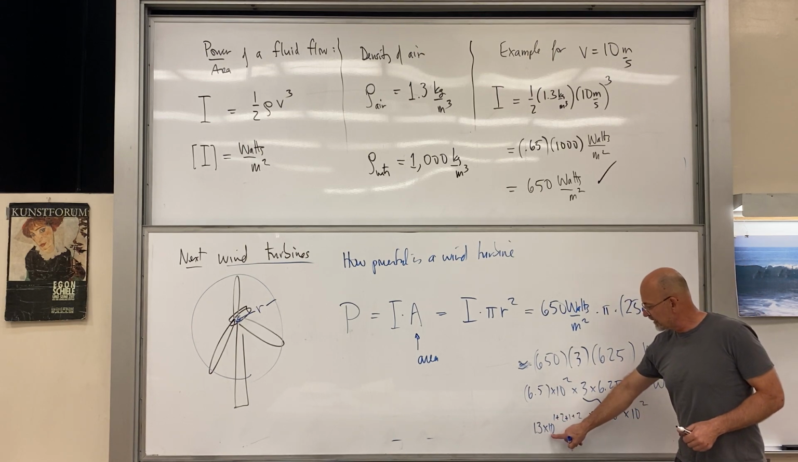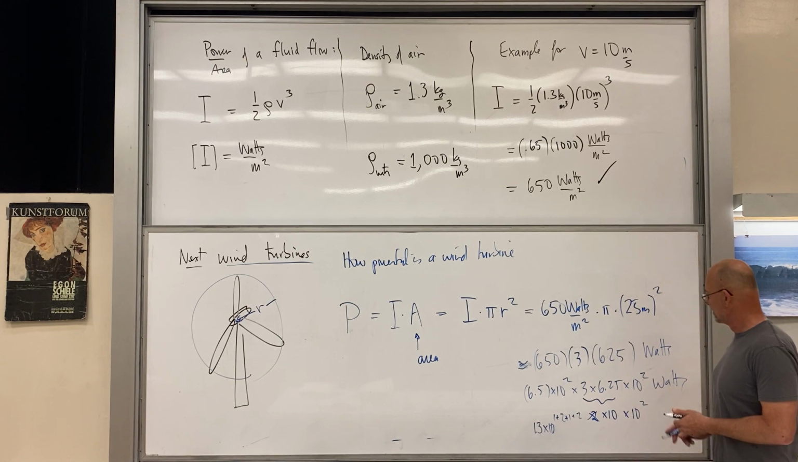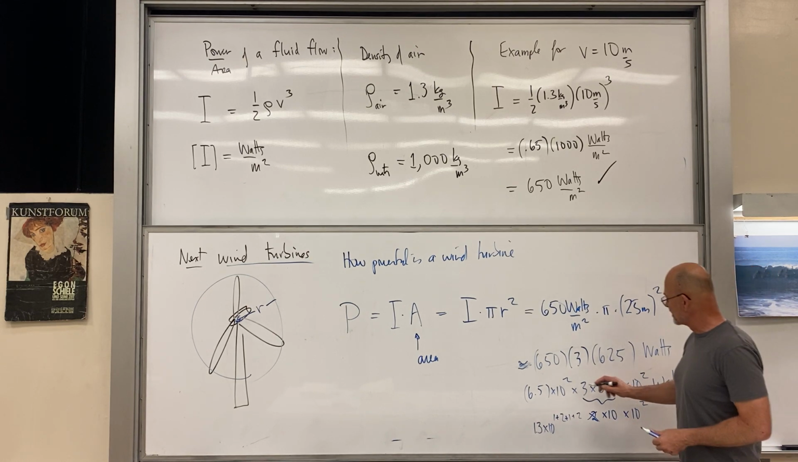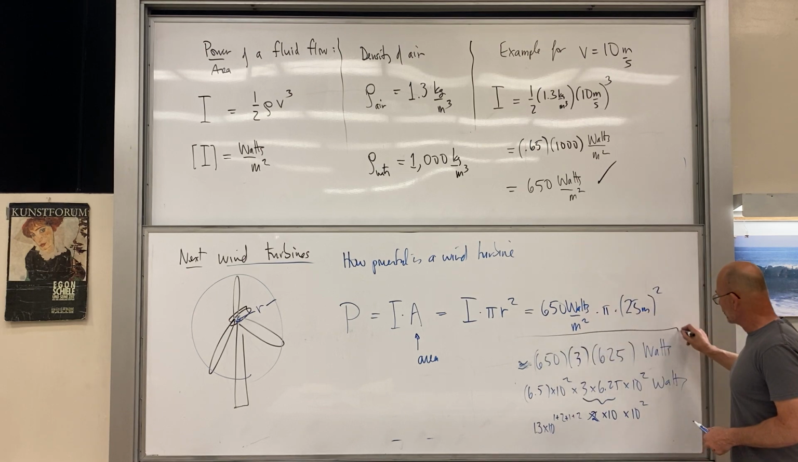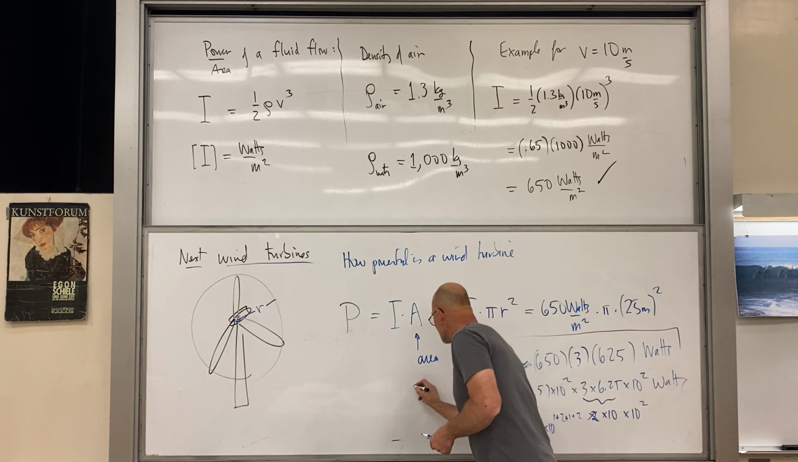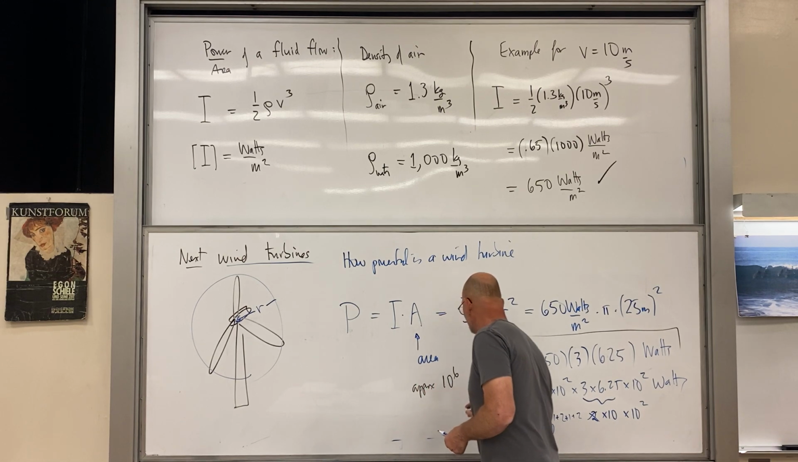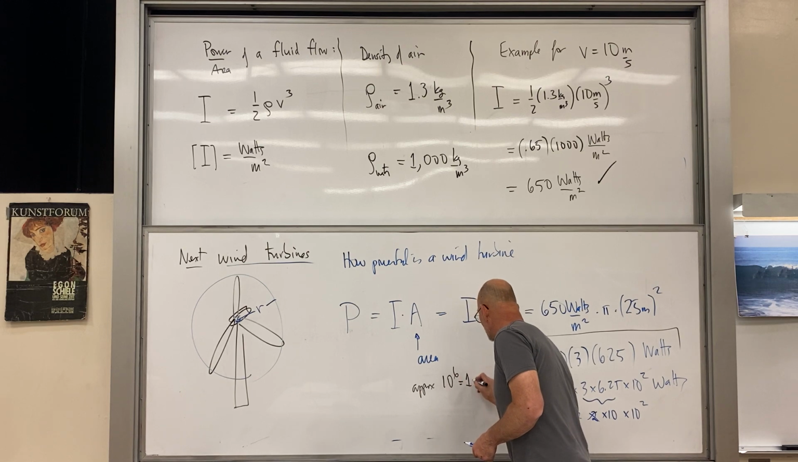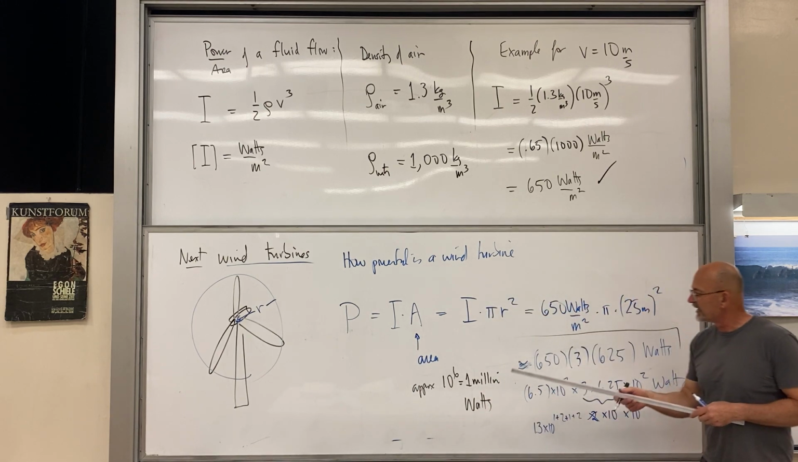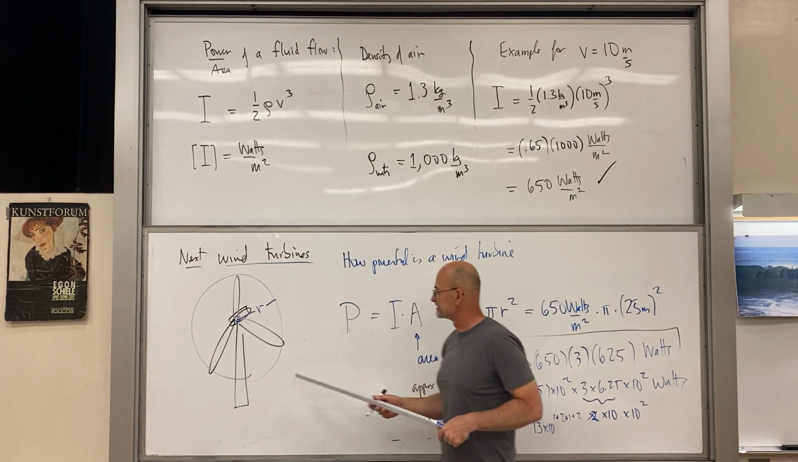So we're looking at a million, right? 1.3 times 10 to the 6. You guys can go ahead and multiply this out. We're looking at roughly 1 million watts. Approximately 10 to the 6 equals 1 million watts. So that's how we arrive at the power output for some gigantic turbine like this.